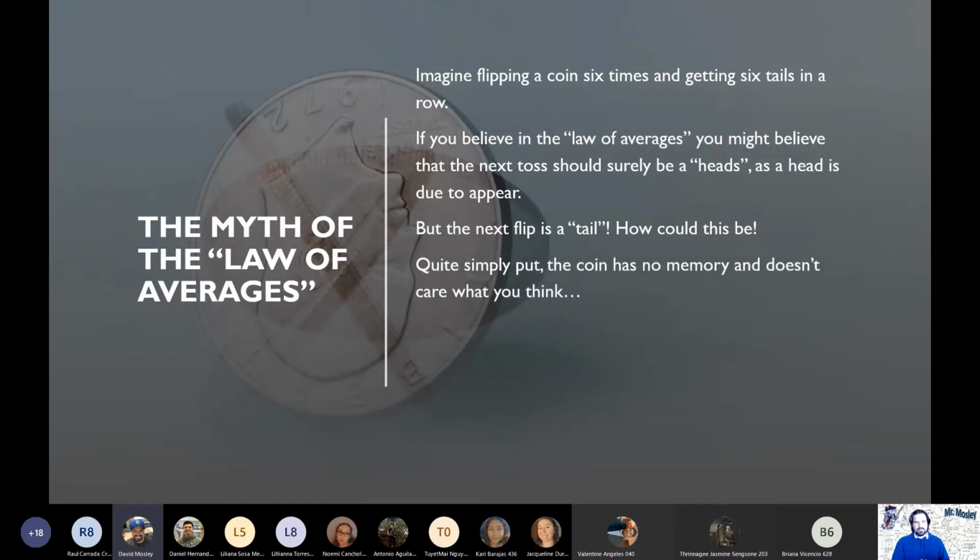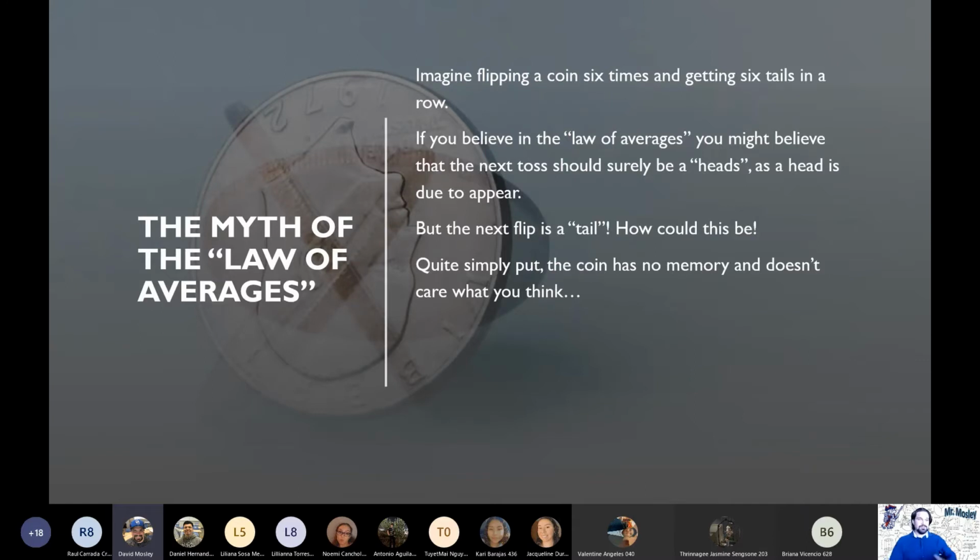Well, to put it simply, the coin has no memory and doesn't care what you think. The coin doesn't know that it just landed on a tail the time before. It just got flipped and landed on a tail again. It doesn't care that you think it should be a head because there's been so many tails. It's just a coin. It has no feelings or emotions. It's going to land and you're going to see what it says. That's it.